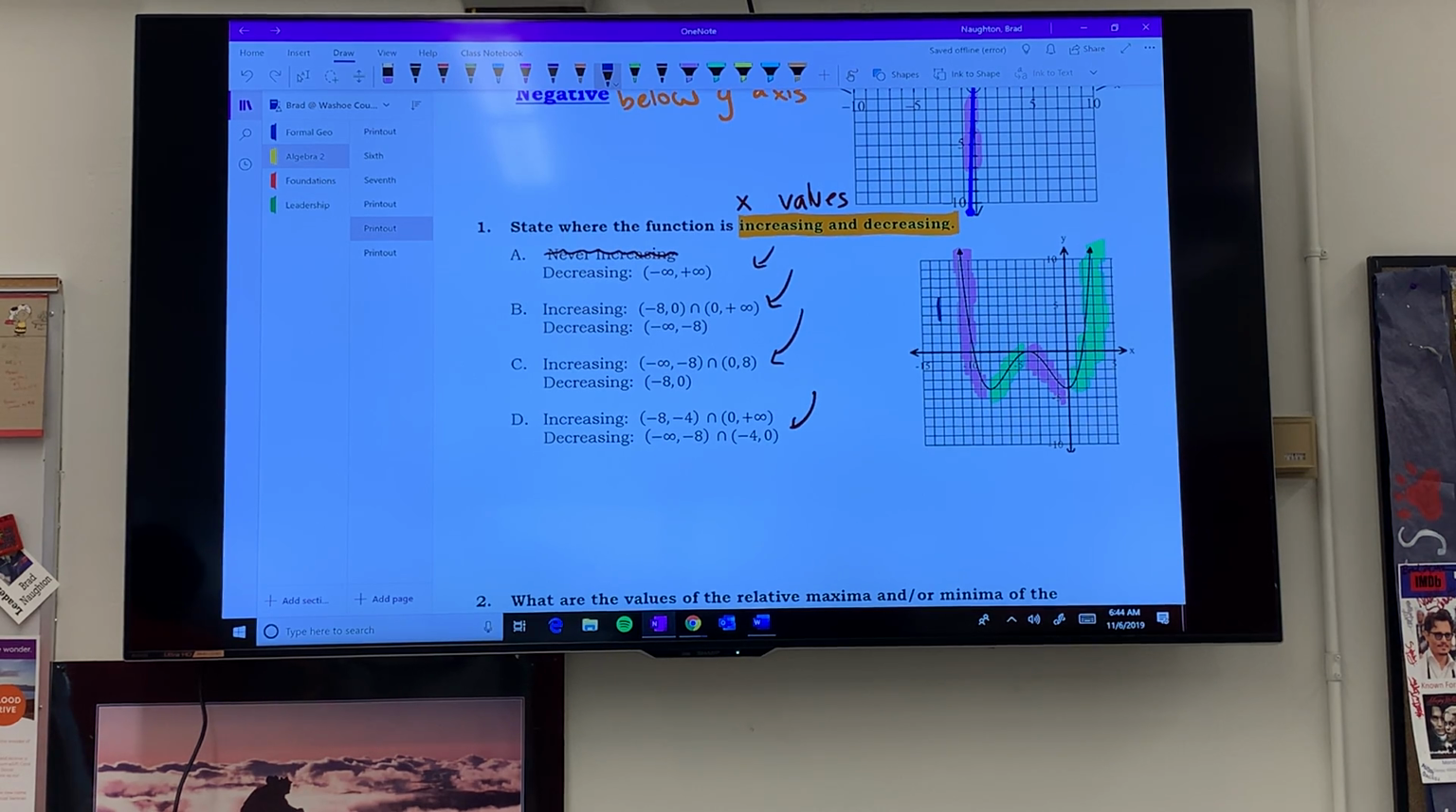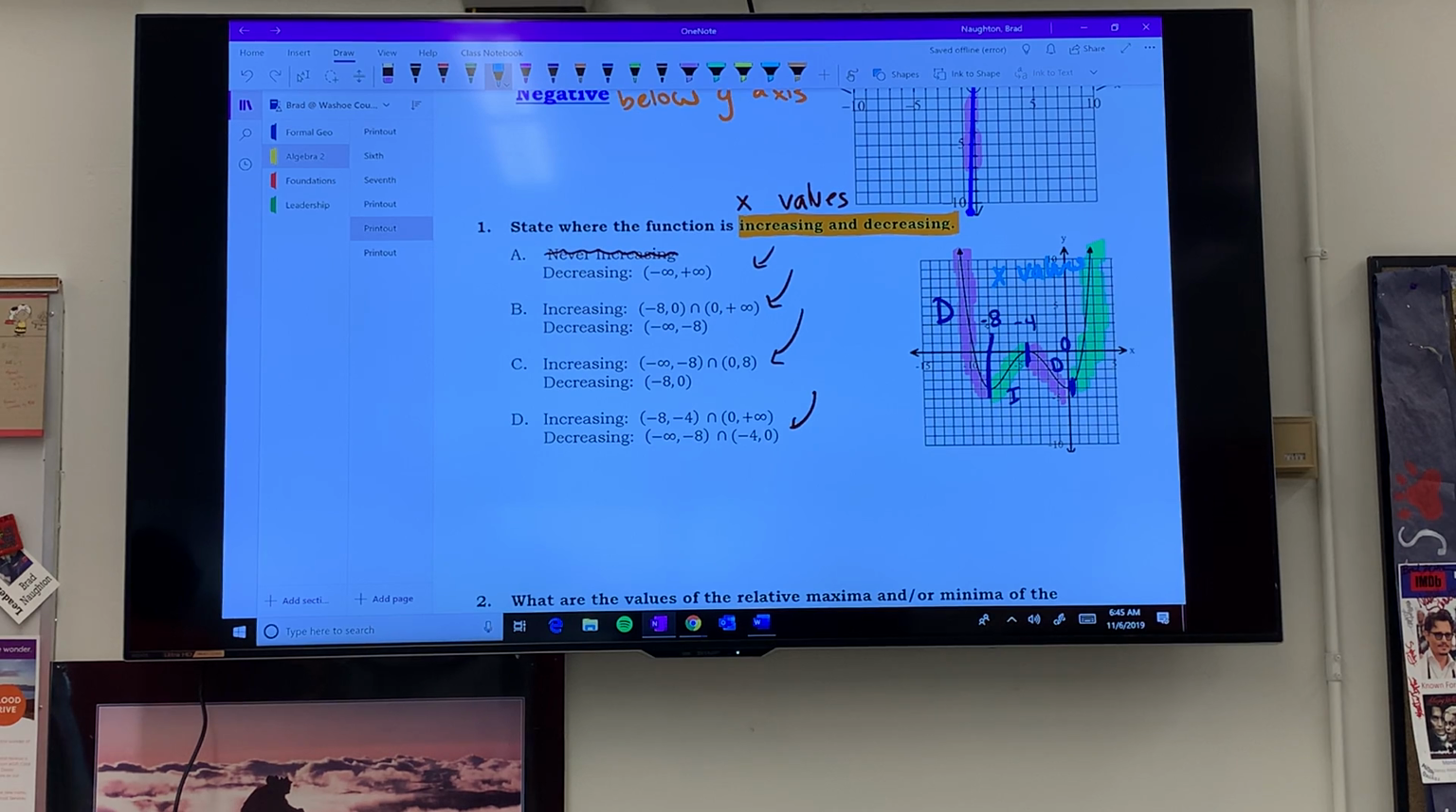So I am decreasing until I get to this part on my x-axis, which is -8. Then I'm increasing until I get this part on my x-axis, which is -4. Then I'm decreasing again until I get to 0, and then it goes up forever. So notice we're going to use our x values just like we did yesterday. It's all about the x values.